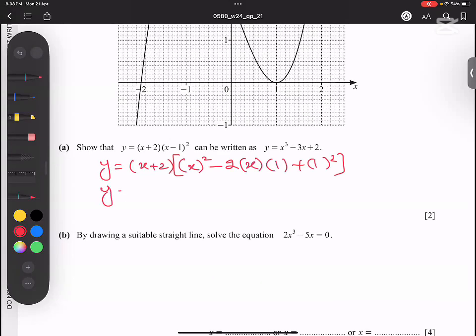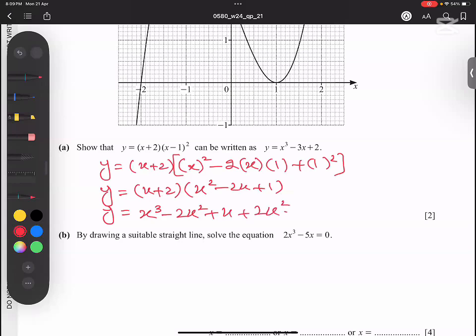Okay, students. After this, what to do? We will write this as x squared minus 2x plus 1. Now, I'm going to multiply x with every term. So y is equal to x cubed minus 2x squared plus x. And now 2 multiplying with every term: 2x squared, minus 4x, and plus 2. This and this cancel out. And finally, I got the equation which was demanded.